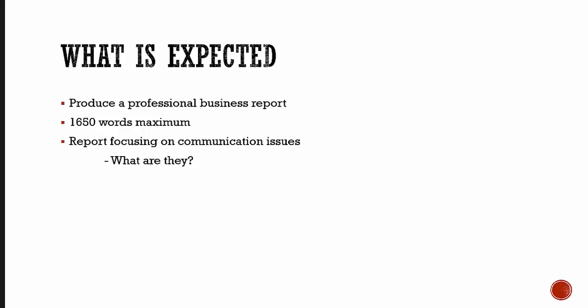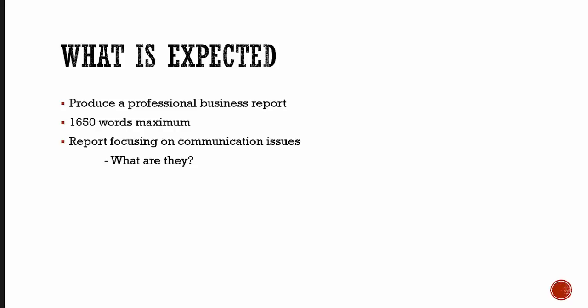Produce a professional business report. 1,650 words maximum, so absolute maximum. So there's no plus or minus 10%. And sorry, there's no plus 10%. It's 1,650 words. To be honest, 1,650 words is not a lot. Most people should be able to write 3, 4, 5,000 words. So the difficulty is not going to be having too few words. It's going to be having too many words and having to cut down. But that's the requirement, 1,650 words.